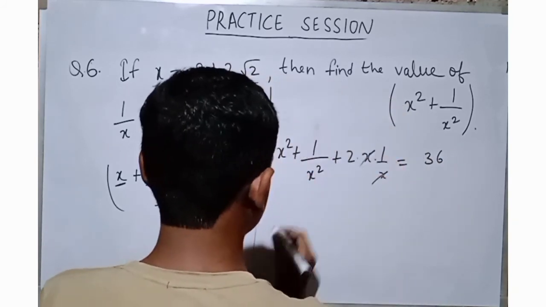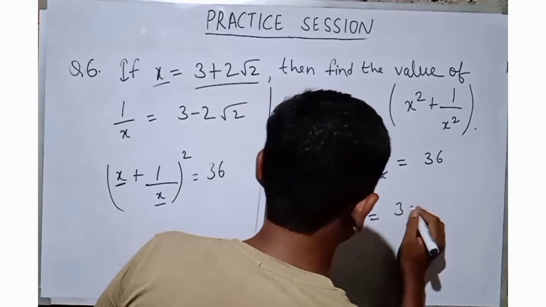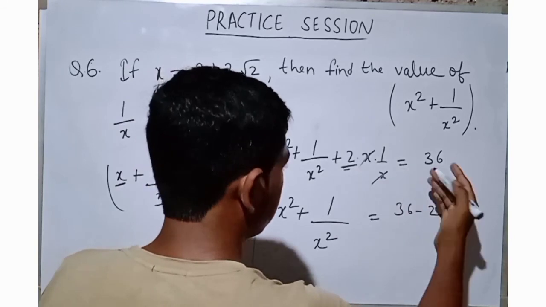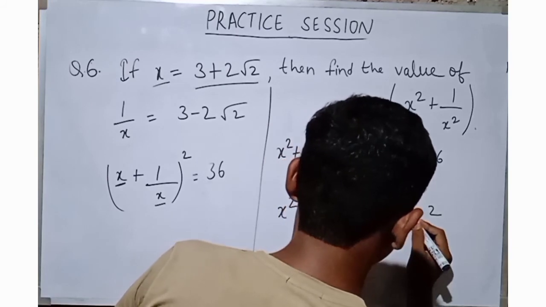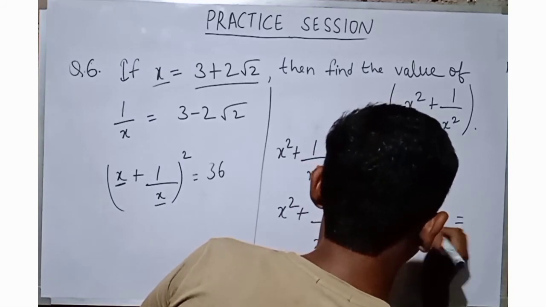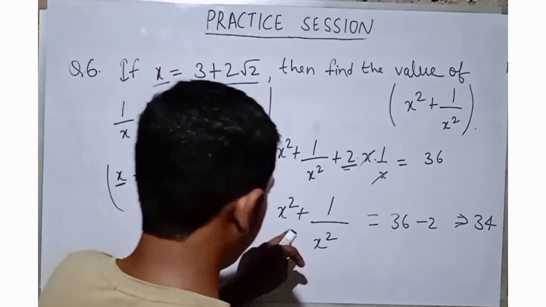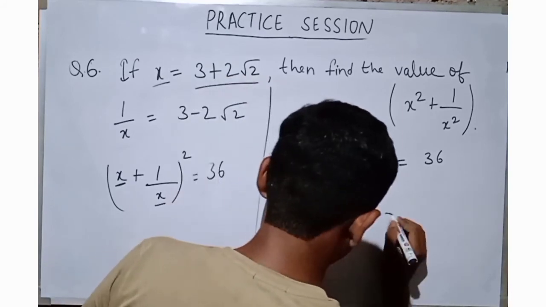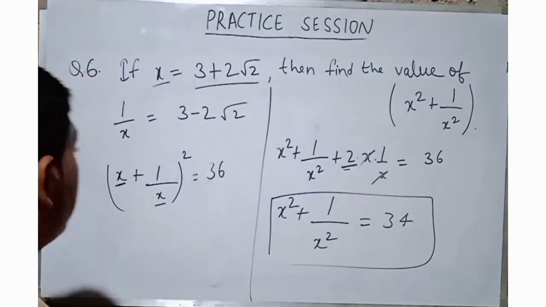So x and x get cancelled, so x square plus 1 by x square will be 36 minus 2. Plus 2 we send to the right hand side, then it will be on the opposite side. So 36 minus 2 will be 34. So here we can see that x square plus 1 by x square will be 34. So this is how we found the value of this.